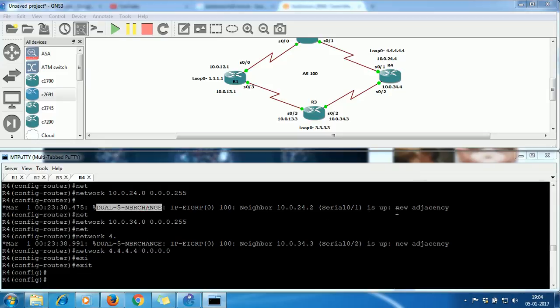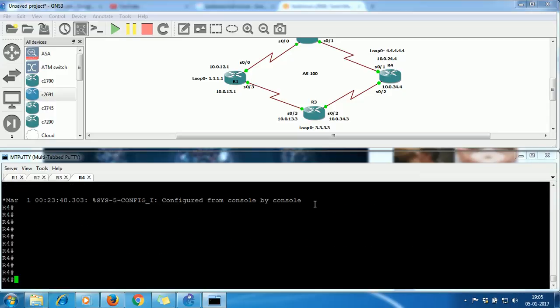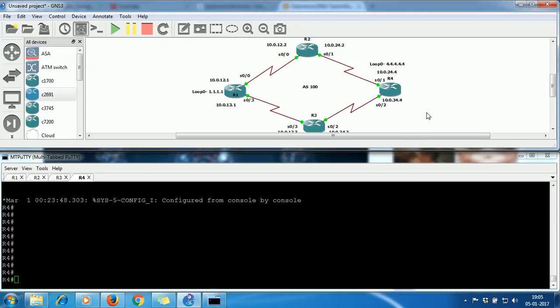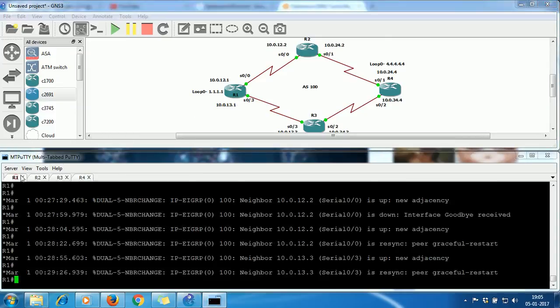That means we got a new adjacency with the neighbor 10.0.24.2. Okay, how do we check how many neighbors I have in these routers? Before checking that, we can tell how many neighbors router 1 will have. See here, router 1, router 3, router 4. Three routers I have, right? But for router 1, there will be only two neighbors, those who are directly connected. Router 4 is not a neighbor to R1, but still it will receive the routes advertised from R4 via R2 or via R3. Okay, so let's go on.